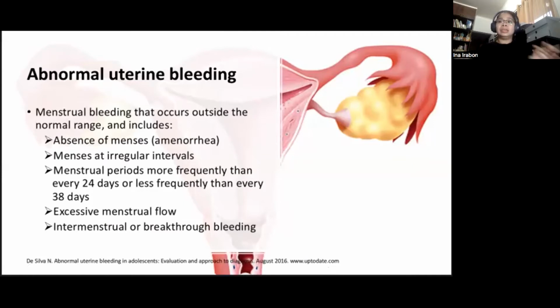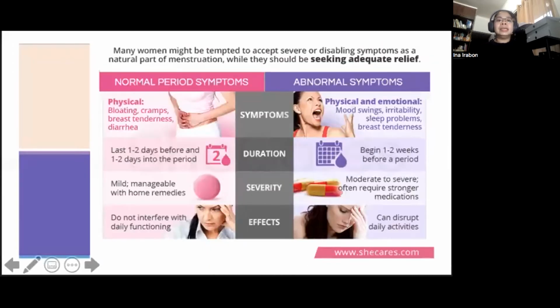Abnormal uterine bleeding as a general term can have a vast definition. It can span from amenorrhea or oligomenorrhea, meaning the patient may not have menses at all, or may have menses but it's too little, or coming in very infrequently. On the other end of the spectrum, the patient may have heavy, prolonged, or very frequent menstrual bleeding. So abnormal uterine bleeding, ergo, will be menstrual bleeding that occurs outside the normal range. This includes any of the following: absence of menses or amenorrhea, menses at irregular intervals, menstrual periods more frequent than every 24 days or less frequent than every 38 days, excessive or very heavy menstrual flow, and occurrence of intermenstrual or breakthrough bleeding, or bleeding in between menses. Sometimes, this irregular menses can also be accompanied by abnormal symptoms such as this one.